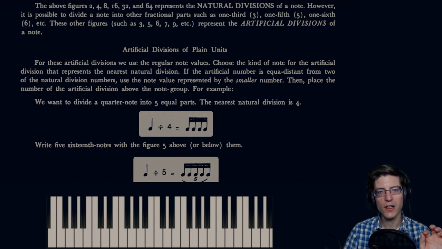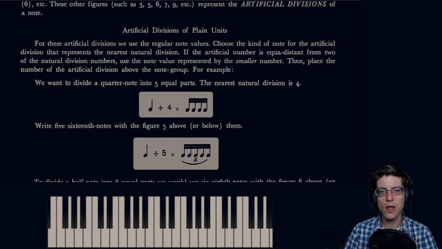We want to divide a quarter note into 5 equal parts. The nearest natural division is 4. Okay? Think about it. It's either going to be between 4, and what's the next one up? It's going to be 8, right? So either 4 or 8. So the nearest natural division is 4.